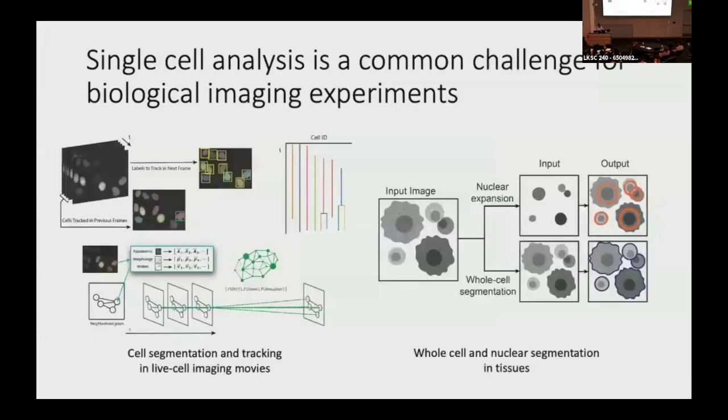I don't know if I only took up half the time talking about it. I'll spend the rest of the time talking about the different foundation models my lab has either made or is in the process of making across a variety of different problems. Very first one, single cell analysis. Images for live cell imaging, this is segmentation and tracking. For tissue images, this is whole cell and nuclear segmentation.